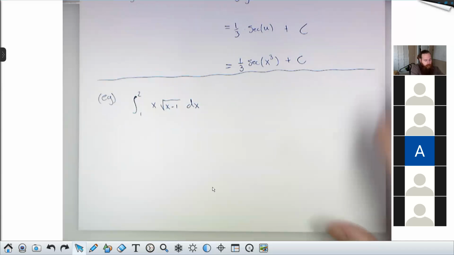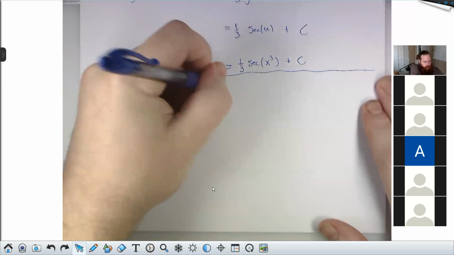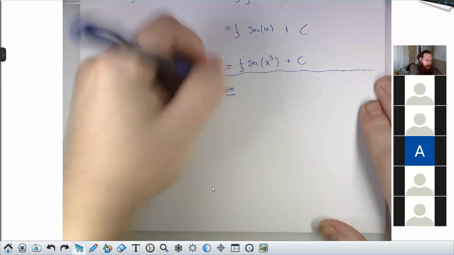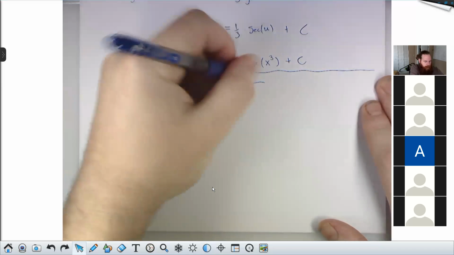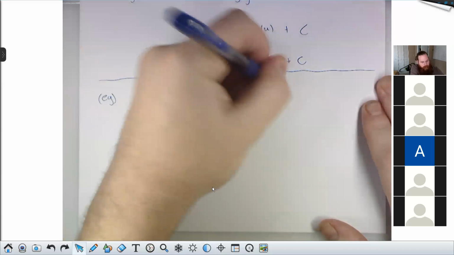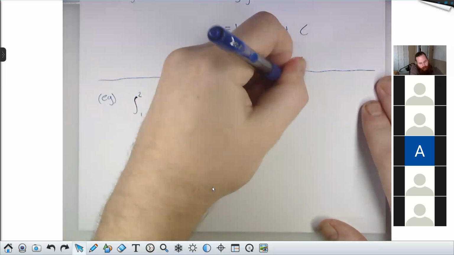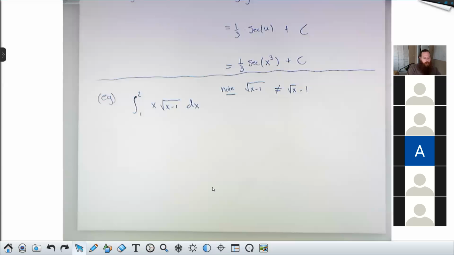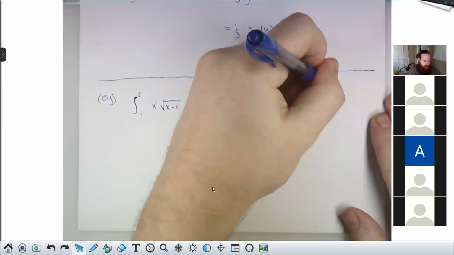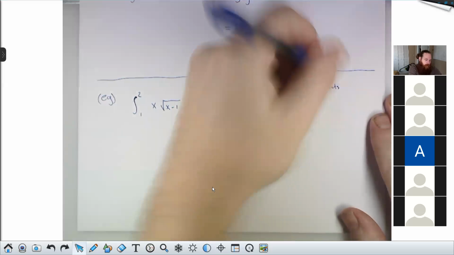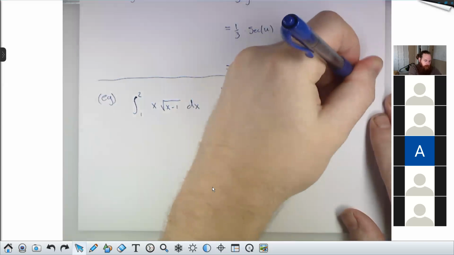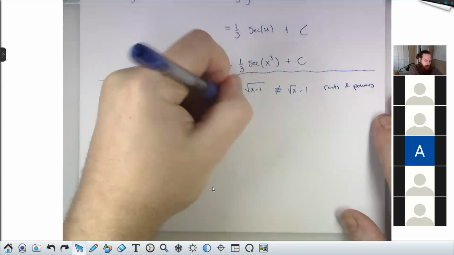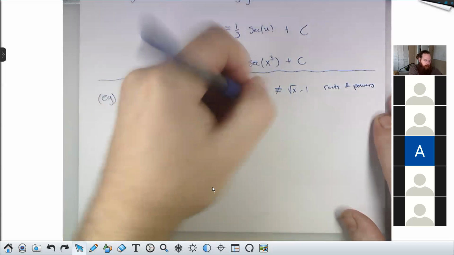Another worthwhile thing to note here, the square root of x minus 1 is not the square root of x minus the square root of 1. You cannot distribute square roots. Roots and powers never distribute over addition or subtraction.